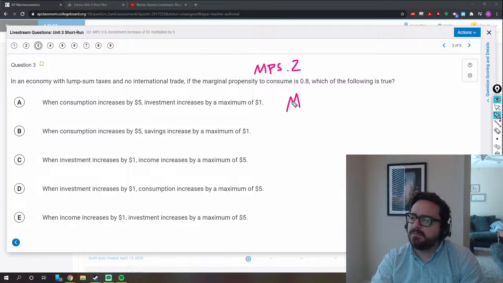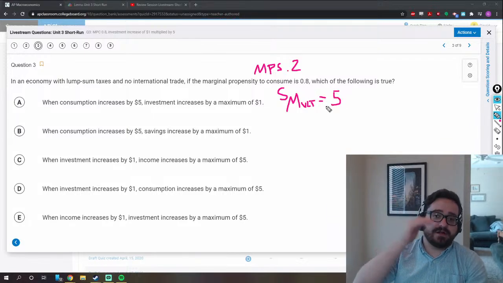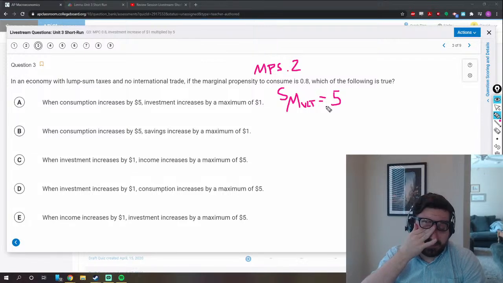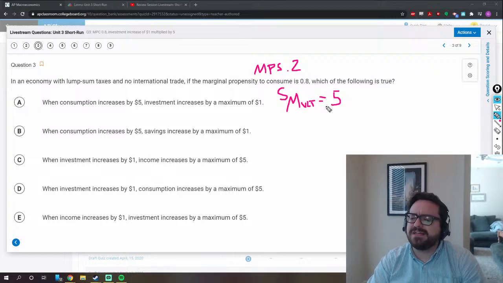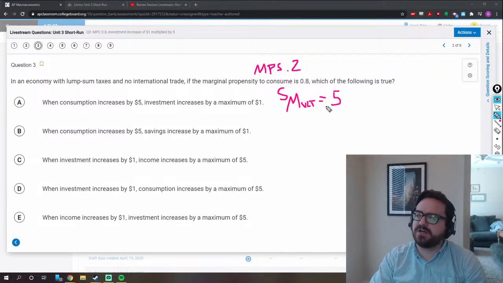Got it. My spending multiplier is 1 over 0.2. That's 5. On and on and on. I can always do quick math stuff immediately as I read that sentence, where it's like, okay, that's 0.8, so that one's 0.2, multiplier's 5, got it. Now I've got a bunch of stuff here. When consumption increases by 5, investment increases by a maximum of 1. Consumption is a type of spending, but so is investment. And the multiplier effect was that a change in spending causes a larger change in spending. And this one's saying that a change in spending causes a smaller change in spending. I don't think that's right.